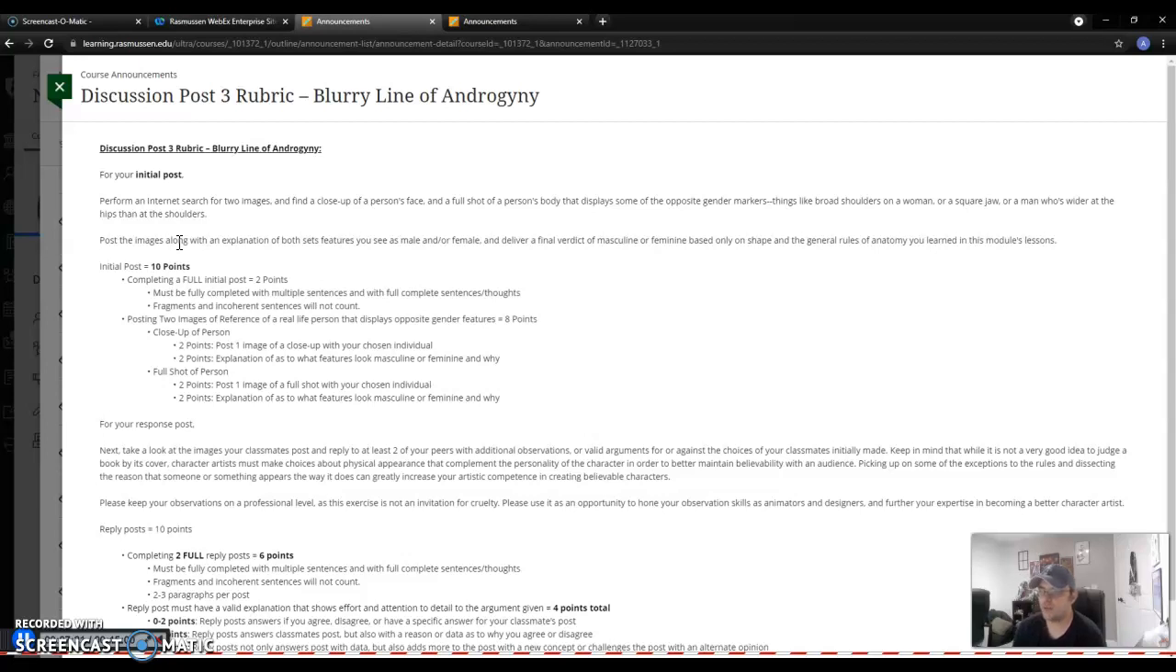And then for the close-up image, I want you to post that one image of the close-up of the individual you chose, and I would like you to have a few sentences, at least a paragraph, explaining why the features look masculine or feminine. Same thing with the full shot of the full body of that same person: another paragraph explaining why it is feminine or masculine based on that person specifically. You need to use a real person. Please do not use an animated character or anything like that.